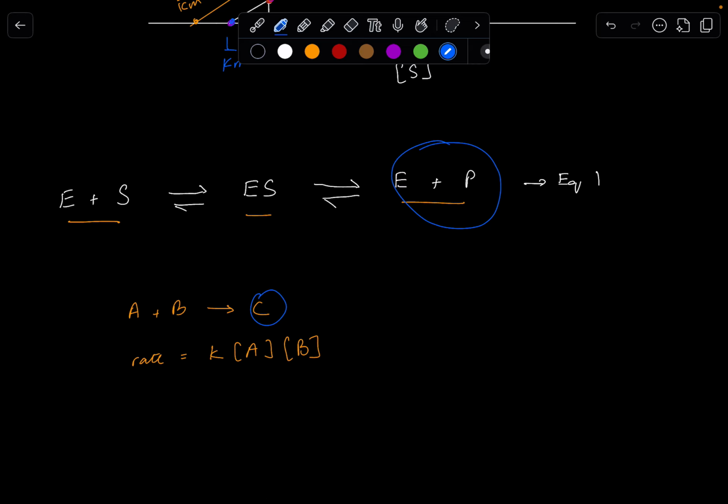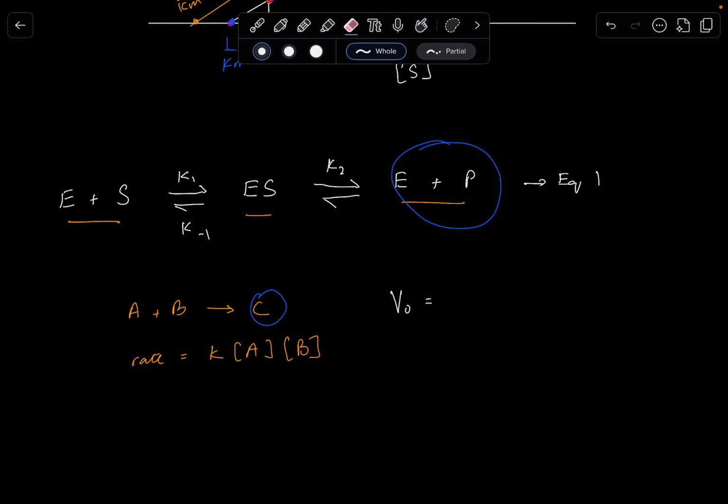So I can write my initial rate of reaction as V naught equals, let me call this forward rate K2. Let me call this K1, and let me call this K-1. Now there's an assumption I'm making.